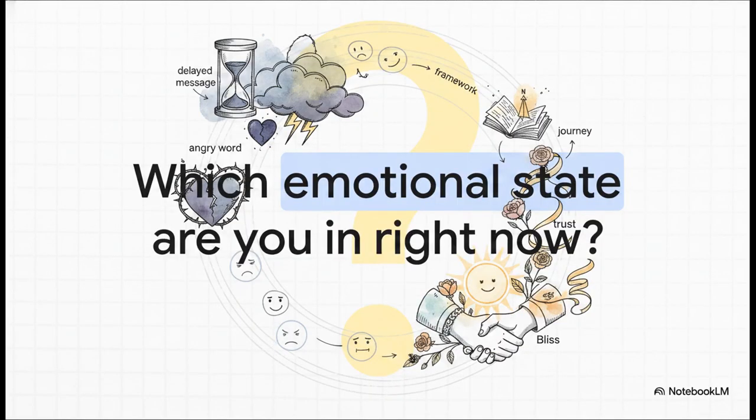So, I want to leave you with this final thought to ponder. We just explored a 16th century framework, yet the anxiety of a delayed message, the sudden regret of an angry word, and the total bliss of real trust, they feel like they were written yesterday, don't they? It just goes to show how truly timeless and culturally transcendent the human heart really is. So, take a look at your own journey. Which of these 8 emotional states are you in right now?